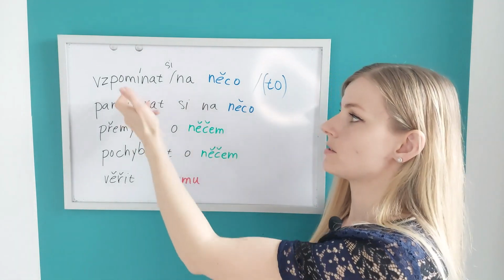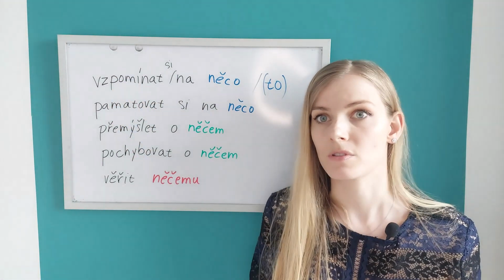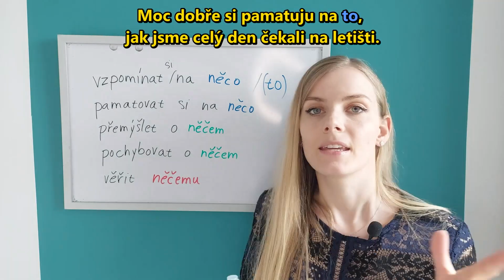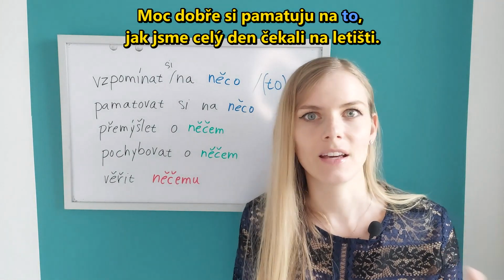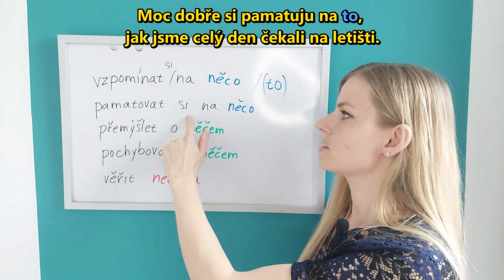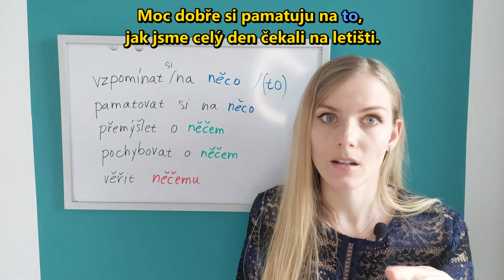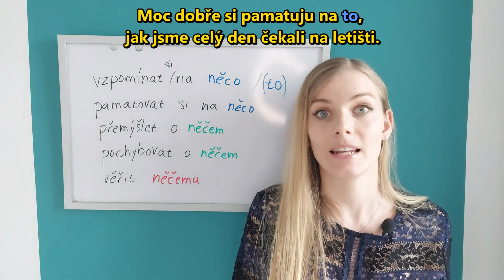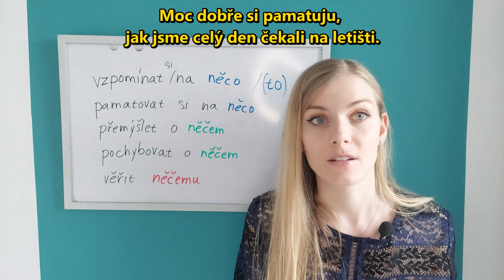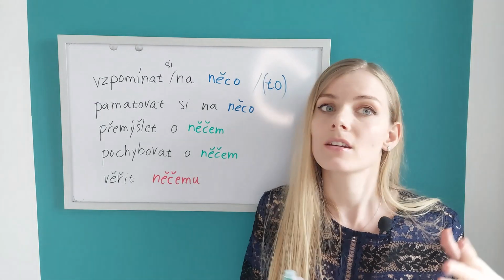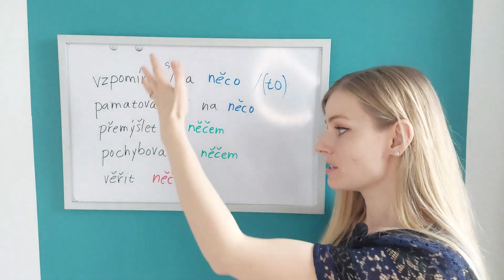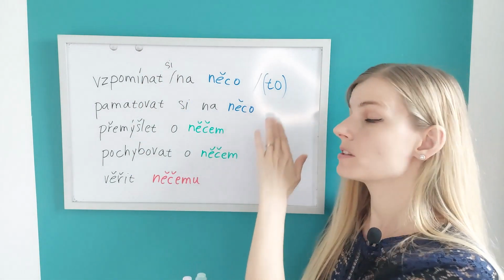Pamatovat si na něco is a synonym of this verb. To remember something. It works the same way. Moc dobře si pamatuju na to, jak jsme celý den čekali na letišti. I remember very well how we waited all day at the airport. And again, we can leave it out. Moc dobře si pamatuju, jak, because it's clear. I remember how. In Czech, it's an option to add that object in there. But with these particular verbs, you can put it there, you don't have to.